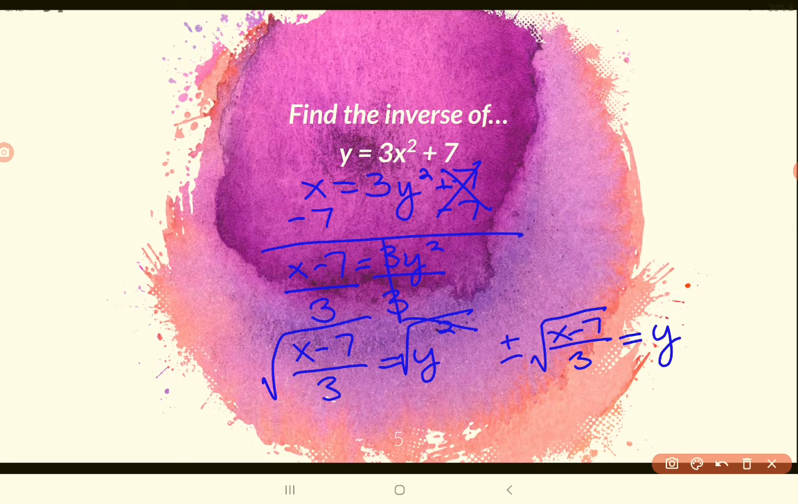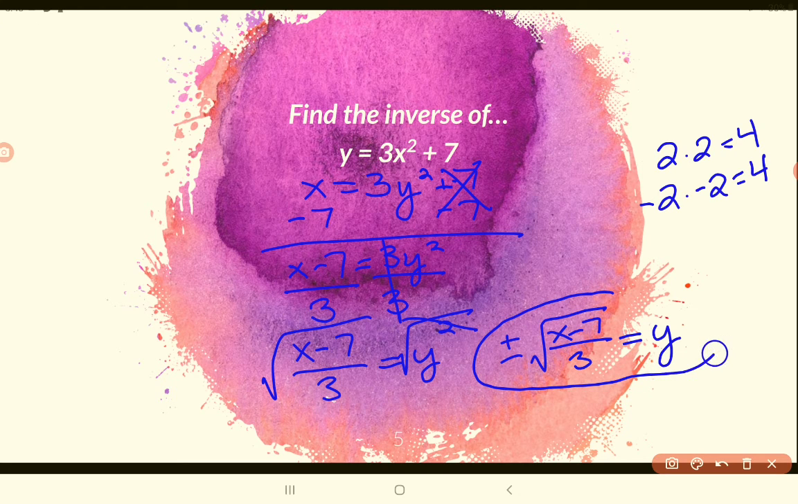Think about the number 4. 2 times 2 is 4, but negative 2 times negative 2 is also 4. So if I technically ask you what the square root of 4 is, there's technically 2 answers, 2 and negative 2. So whenever you have a square root like this, you have to put a plus minus out front because it could be positive or it could be negative. Okay?